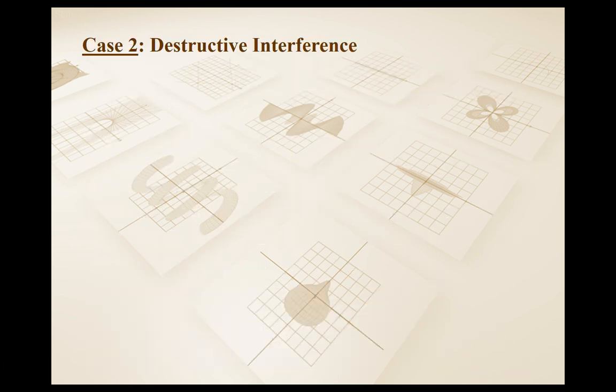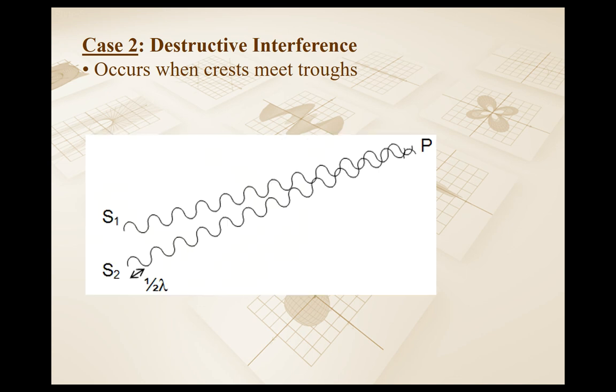Okay, let's look at destructive interference. Destructive interference occurs when the crest of one wave meets the trough of another, so they meet out of phase. It's kind of hard to see in this illustration, but it's trying to show that the trough of one wave does meet the crest of another one at point P. When this occurs, you produce something called nodes or minima.